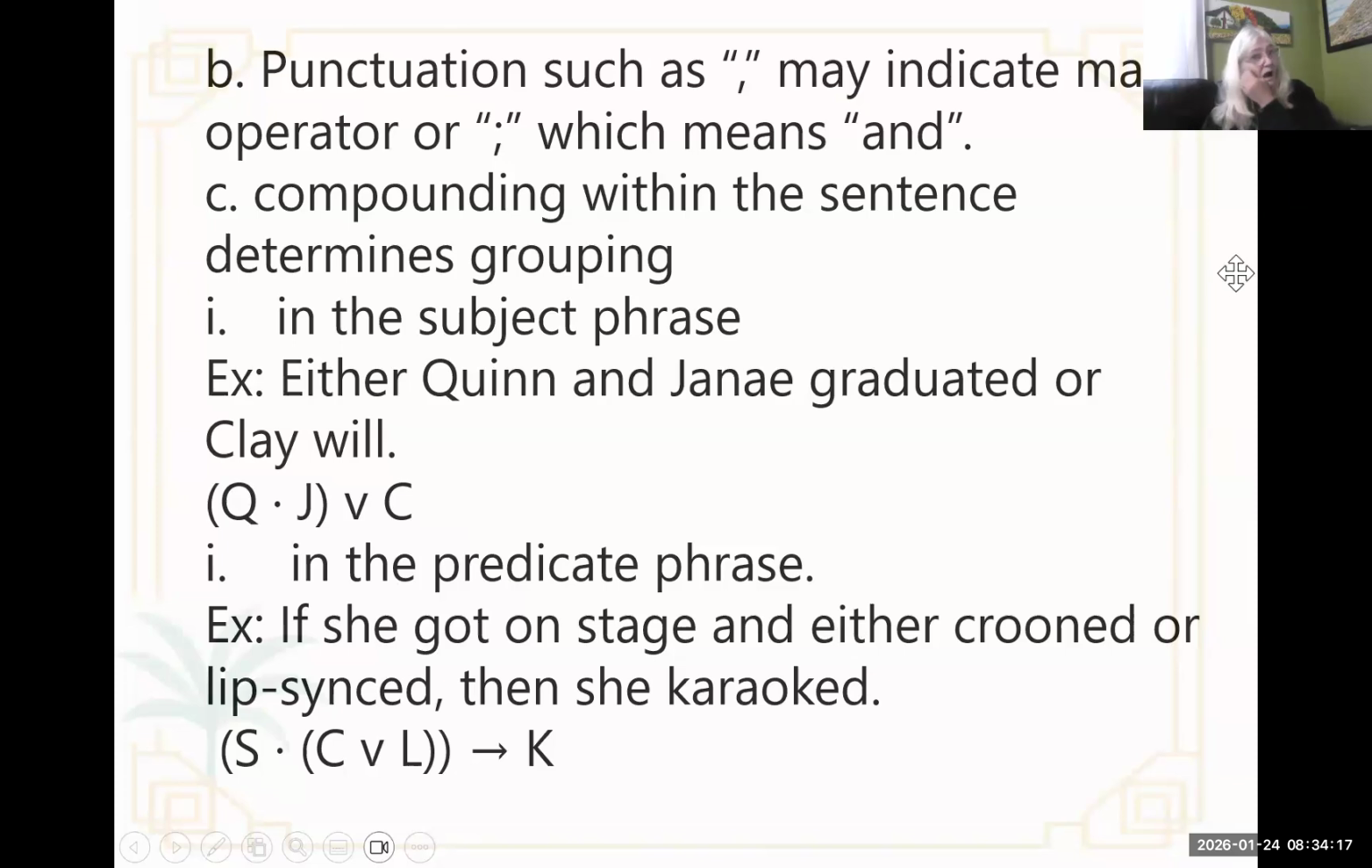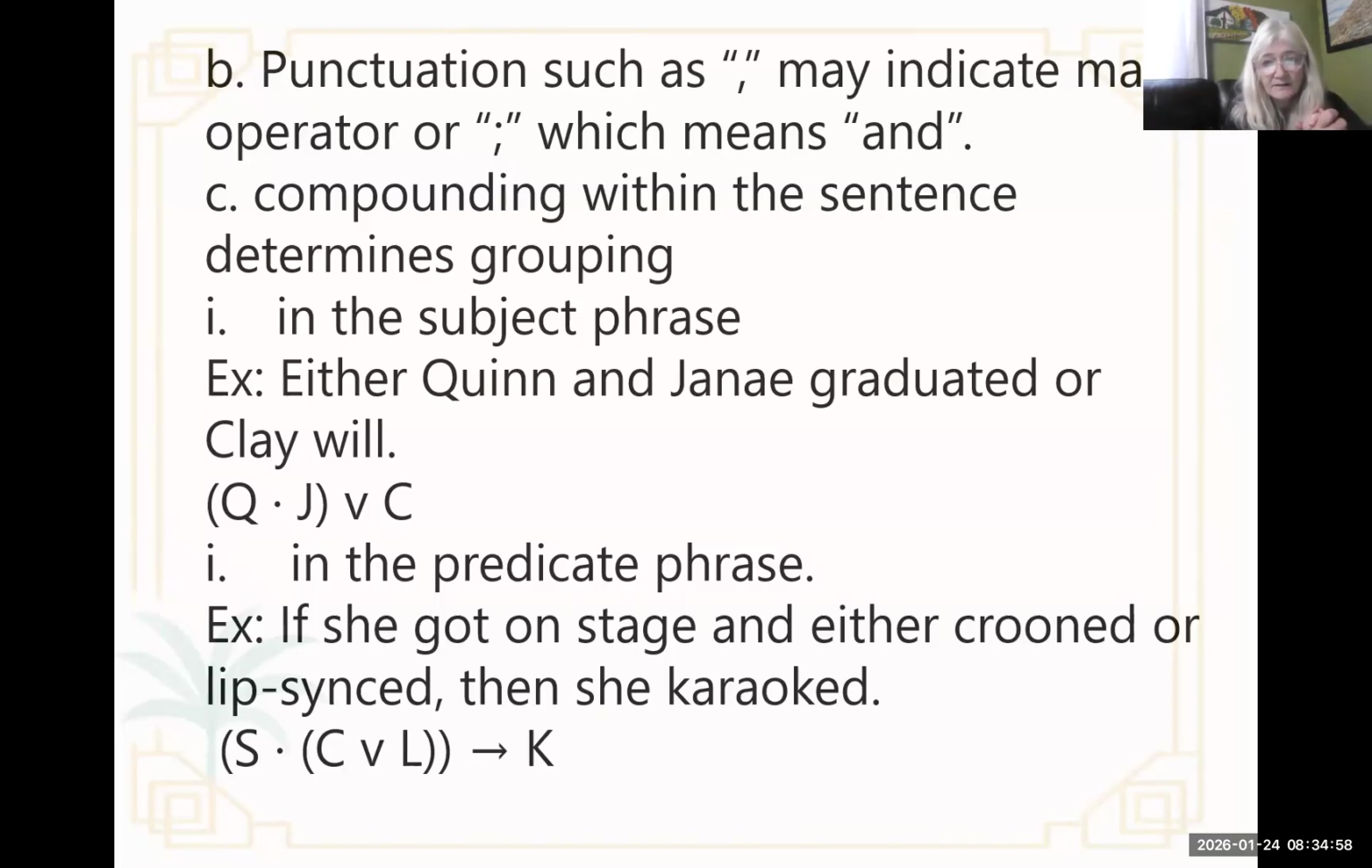Punctuation also may indicate main operators. Look for the semicolon, which means and. Also look for the comma placements. You can look also for compounding within a sentence, which determines grouping. If it's in a subject phrase, for example, Quinn and Janae graduated, or Clay will. In this case, we go Quinn graduated and Janae graduated, or Clay will graduate. And then we have the parentheses around the Quinn and Janae, because Quinn and Janae are compounded together in the subject phrase. In the predicate phrase, we can also compound.